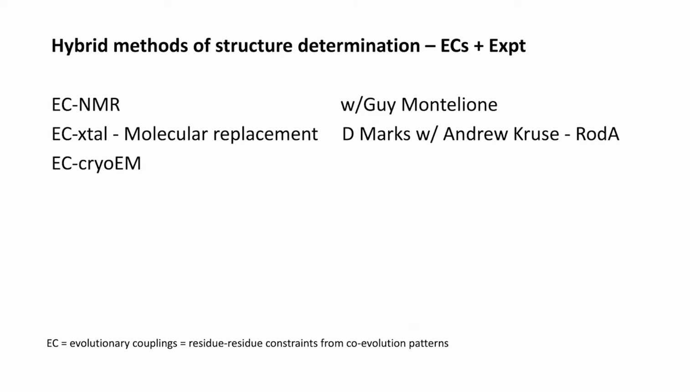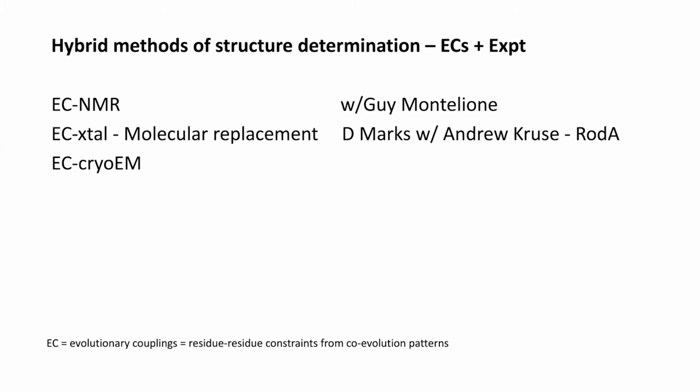So one interesting example is how to use these evolutionary couplings derived from multiple sequence alignment with another method, either NMR or, in fact, crystallography, molecular replacement. This is already mentioned.